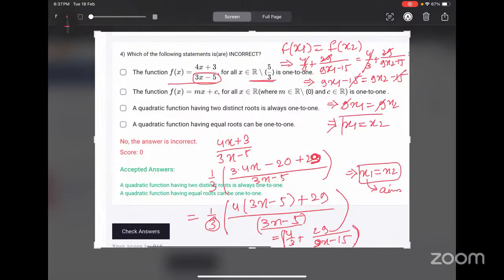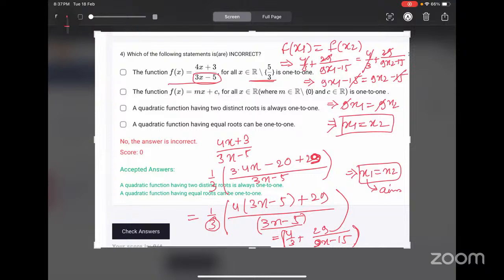Okay. So we just balance the function a little bit and we can prove that if f of x1 is equal to f of x2, then x1 is equal to x2. That means the function is a one-one function, right? Any doubt in this? No, madam. Okay. So it is clear to everyone, right? Yes.